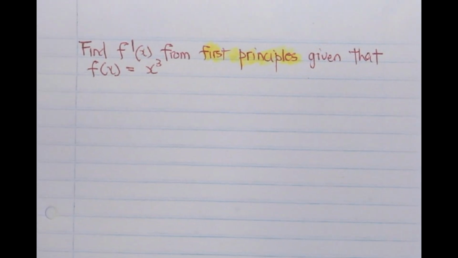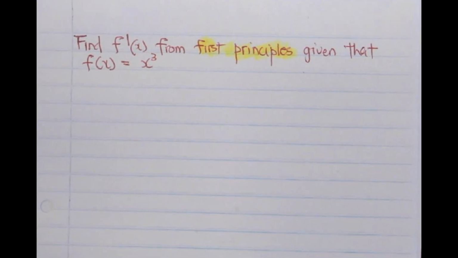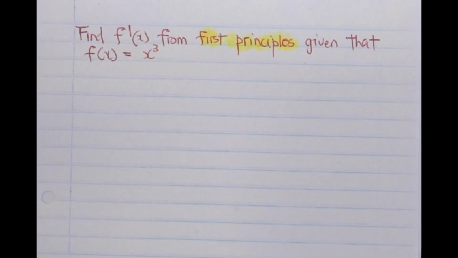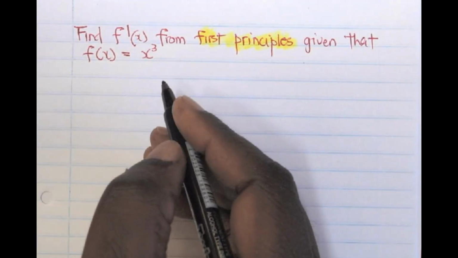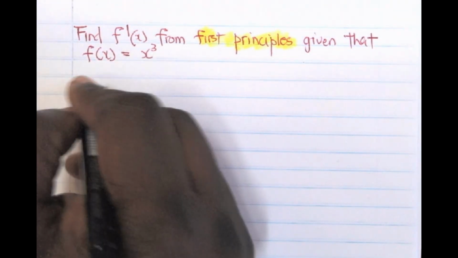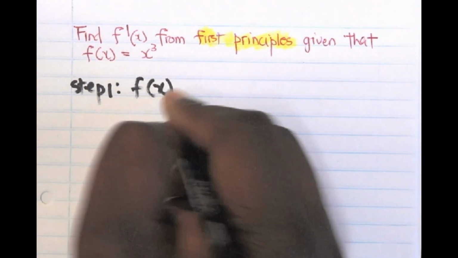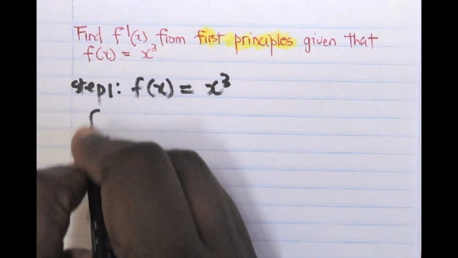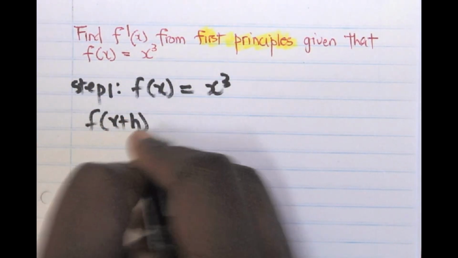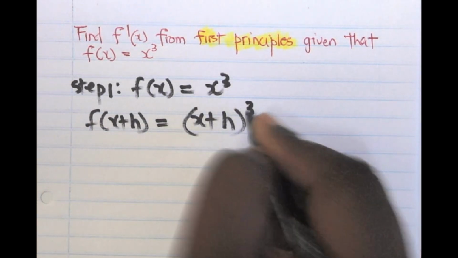The next question reads, find the first derivative from first principle given that f of x is equal to x to the power of 3. Step number 1, f of x is equal to x cubed. f of x plus h, the substitution, is equal to x plus h to the power of 3.